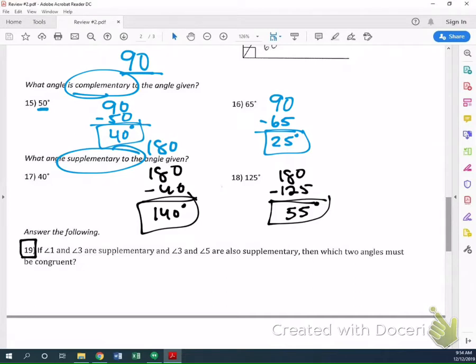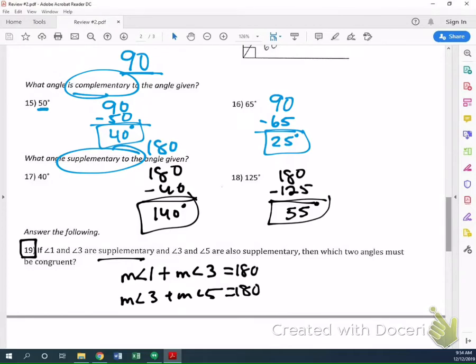All right, number 19. If angle 1 and angle 3 are supplementary, and angle 3 and angle 5 are also supplementary, which two angles must be congruent? Does anyone remember this? No. So they're saying the measure of angle 1 plus the measure of angle 3 is 180. And the measure of angle 3 and the measure of angle 5 is 180. Which two have to be equal? Well, these are equal, right? These are equal, right? So what's left? Yeah, those would have to be congruent for this to work out.